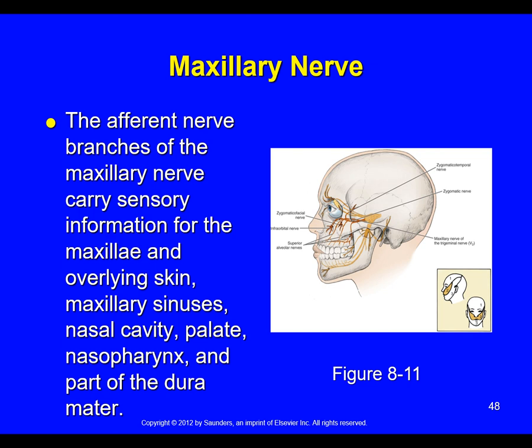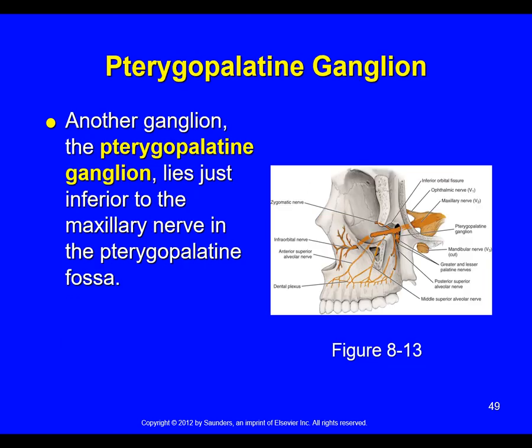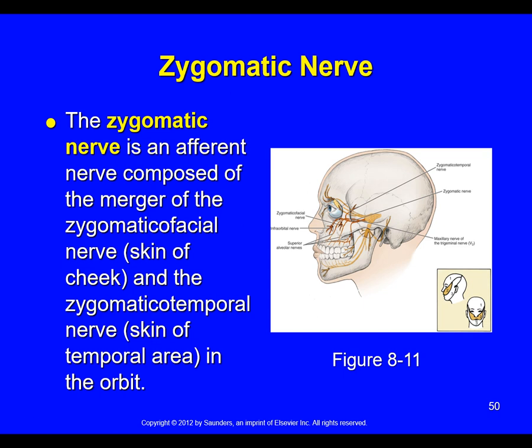So the afferent nerve branches of the maxillary nerve carry sensory information for the maxilla, the overlying skin, maxillary sinus, nasal cavity, palate, nasopharynx, and part of the dura mater. Carries it to the brain from that area, afferent. There is a ganglion, the pterygopalatine ganglion, which lies just inferior to the maxillary nerve, which is a relay station for the facial nerve.